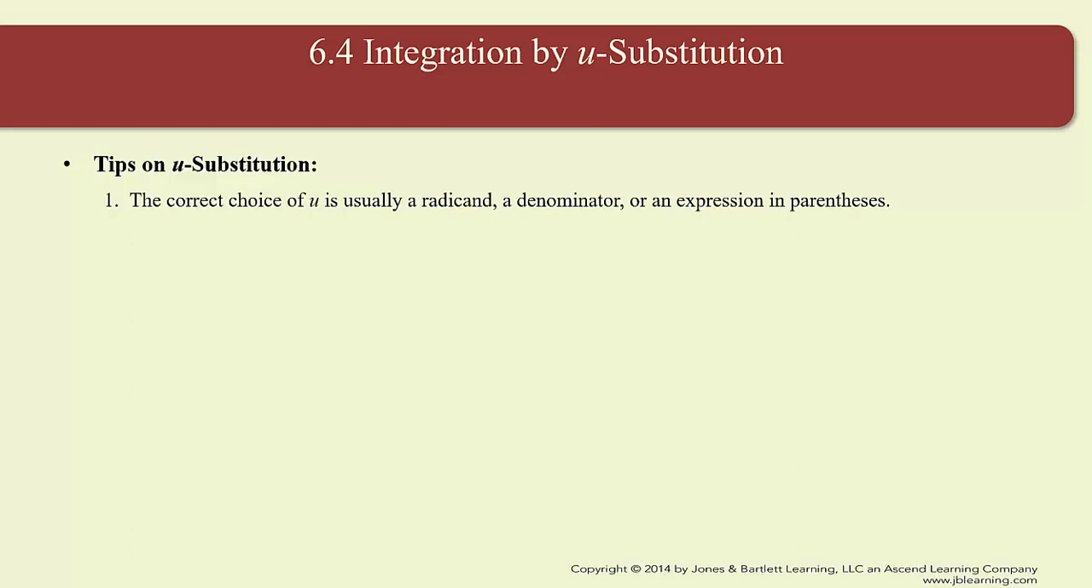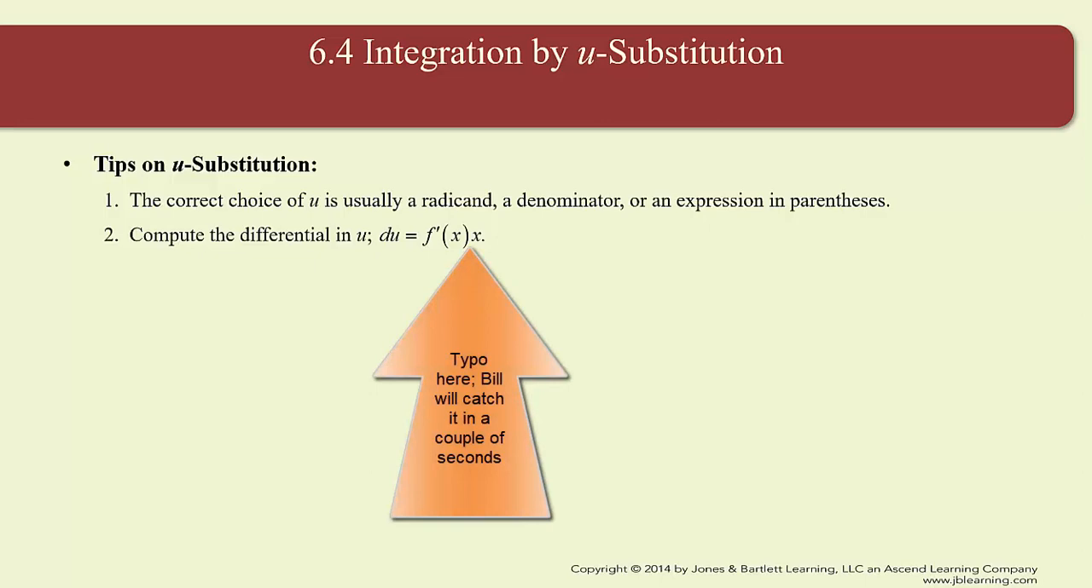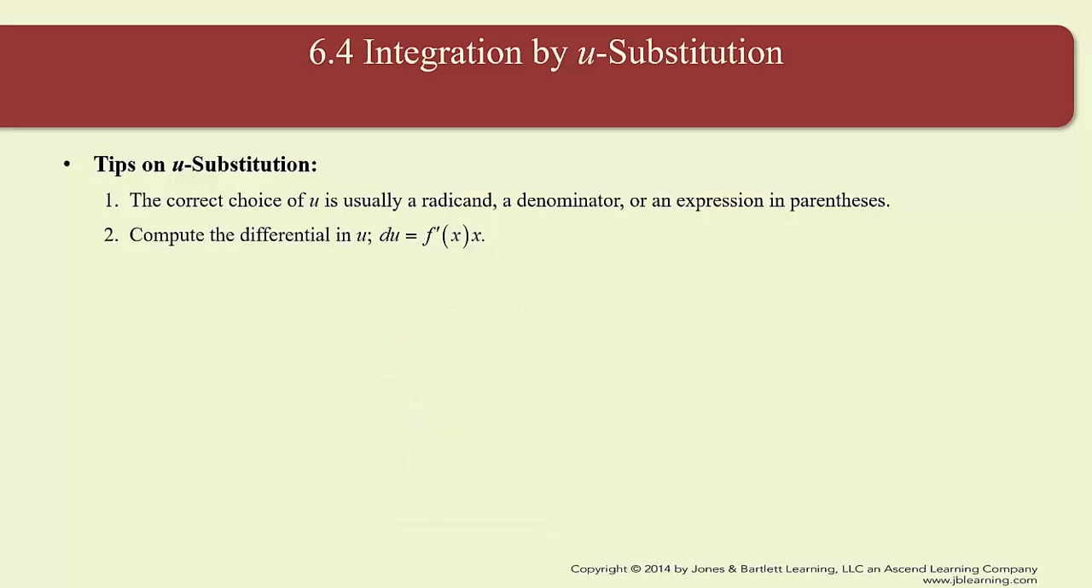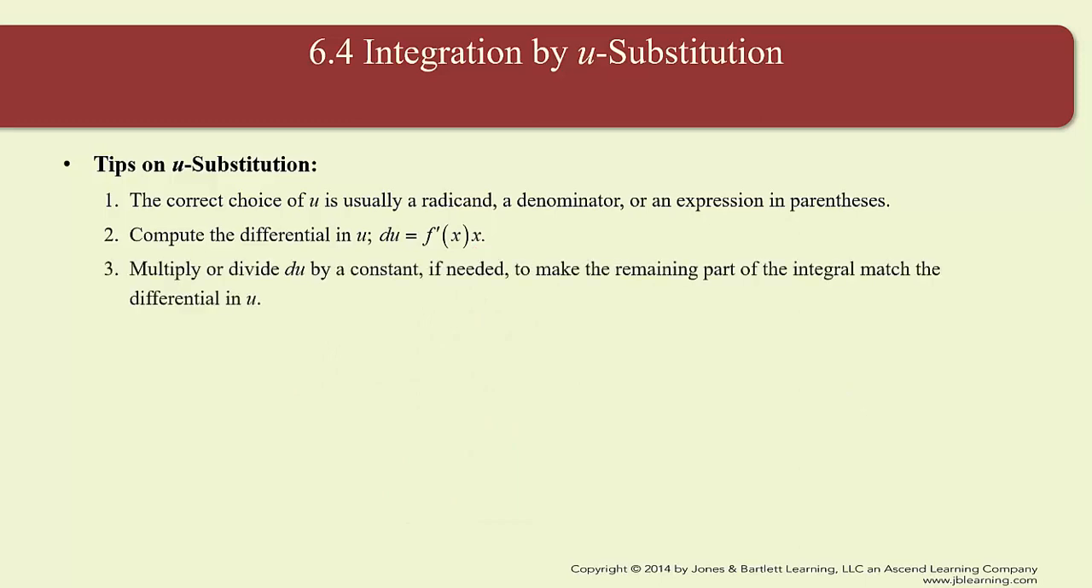So once you write down what you think u is, you must compute du. That's the derivative of your u statement. And du equals the derivative of whatever you're saying u is. And there's a typo right here; that should say dx. I'll make a call out for that. But du is equal to f prime of x dx. Sometimes you have to multiply or divide du by a constant to make the remaining part of the integral match the differential in u, as you've seen.